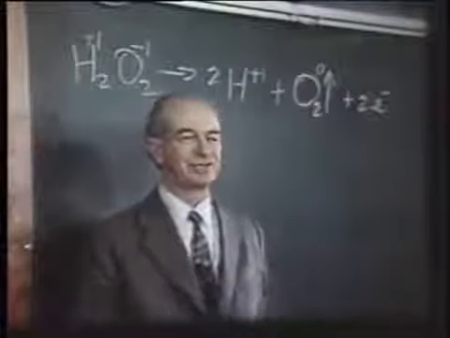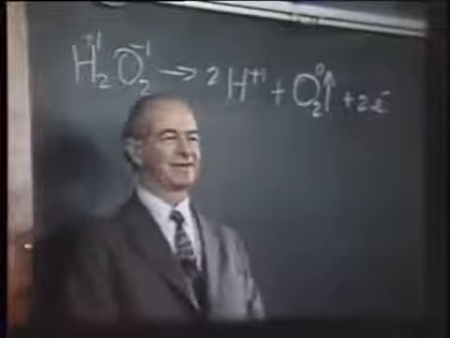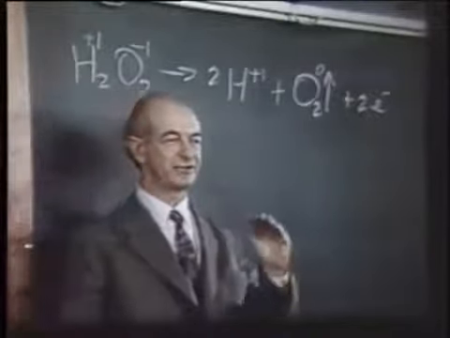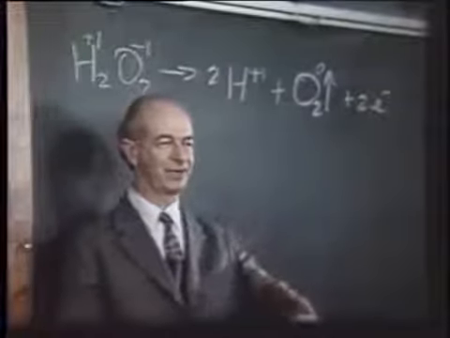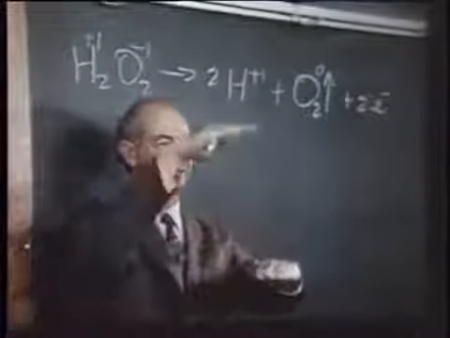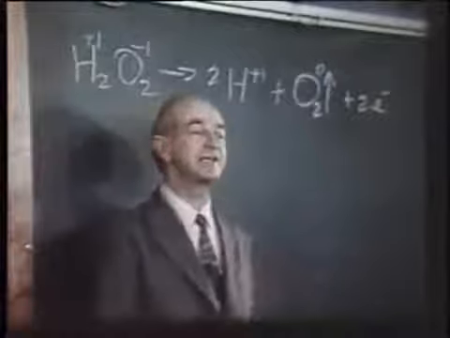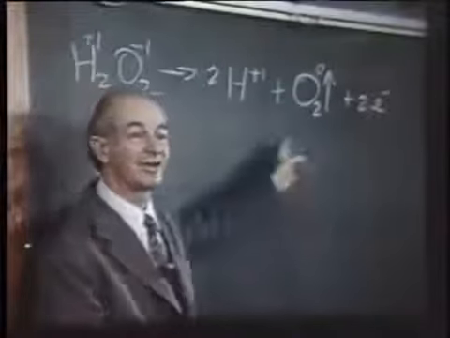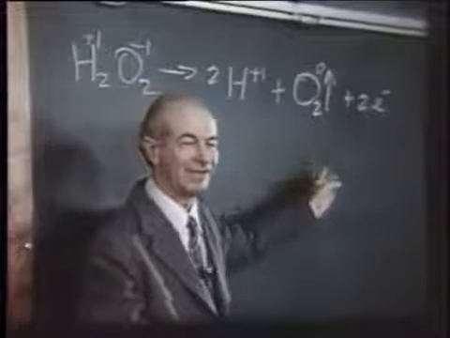Oxygen has changed from -1 to 0. And if I look at the atoms that have changed their oxidation number, I see that 2 oxygen atoms have gone up from -1 to 0, which means that 2 electrons have been given off, and they are indicated here. So everything is rosy.